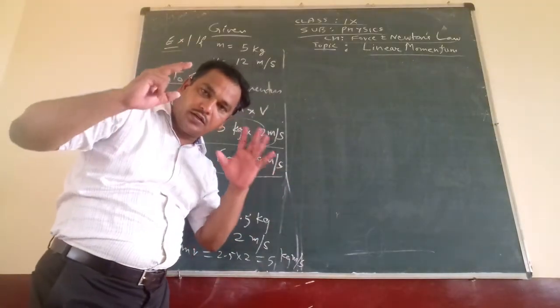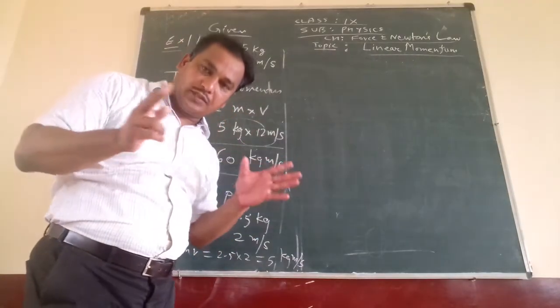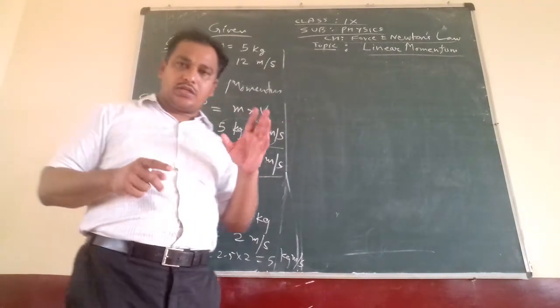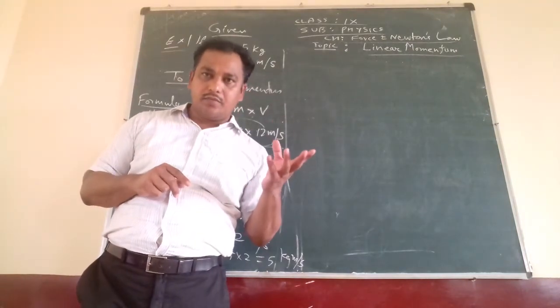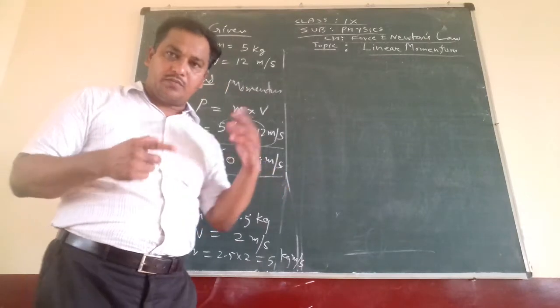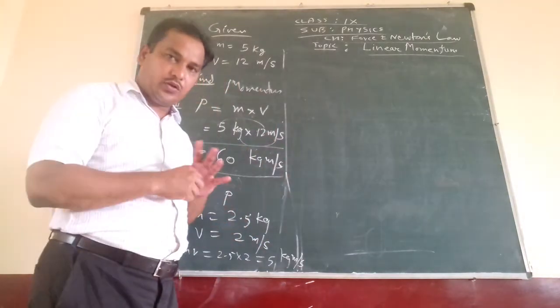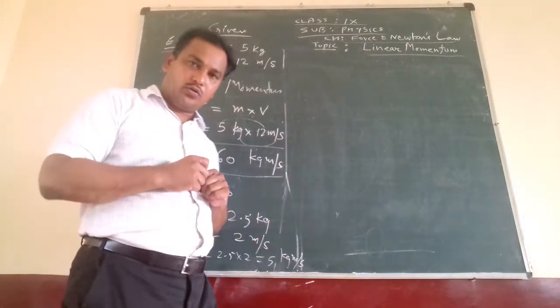Now we will consider the momentum of two objects. Two objects which are moving with a velocity. If their velocity is the same or their velocity is different, if their mass is the same or mass is different, how will you write the momentum? How will you calculate? Okay, let us see.